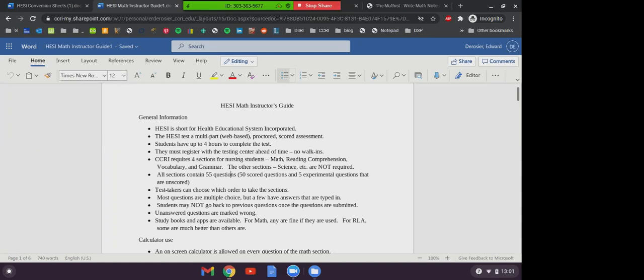Okay, so the other thing is test takers can choose which order to take the sections. So a really important thing is you want to think about that before you take the test. Do I want to take math first? Do I want to take math last? Do I want to take reading first? Do I want to take reading last? Thinking about that and knowing how you are as a test taker and as an individual, what your preferences are, and where you need to spend your best energy, that's how you should make that decision.